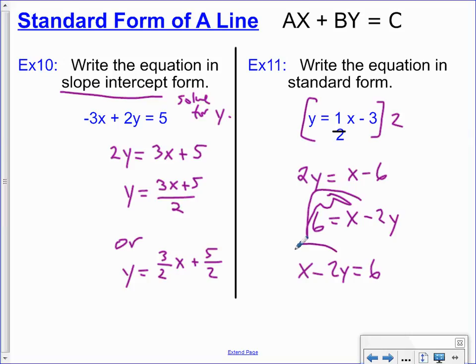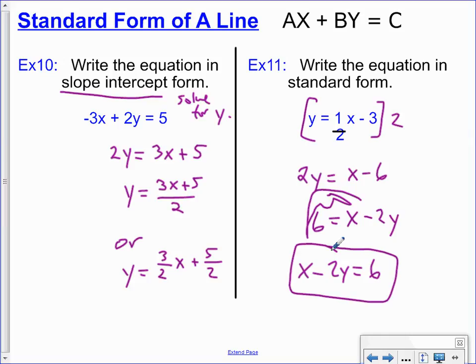Good old symmetric property. That lets you write the equation the other way. What did you do from the 2y equals x minus 6 to move the 6 to the other side? Add it. So 6 becomes positive on the other side, and then 2y would become negative on the other side. Anytime you switch sides, you change your sign.